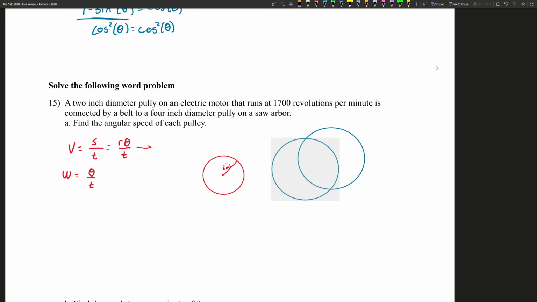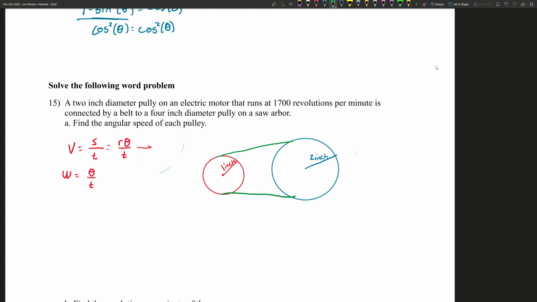Diameter, so this should be 2. And this should be 1. And then these two are connected. There's like a band that goes from both of them. That's drawing, it's spinning the blade.